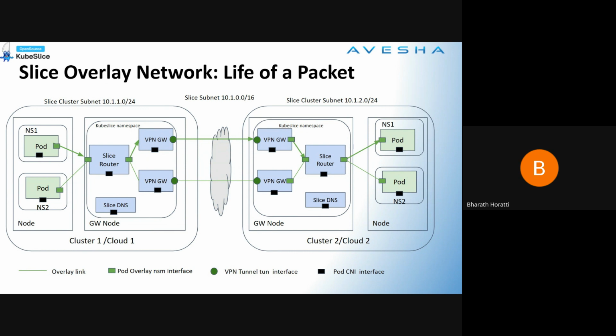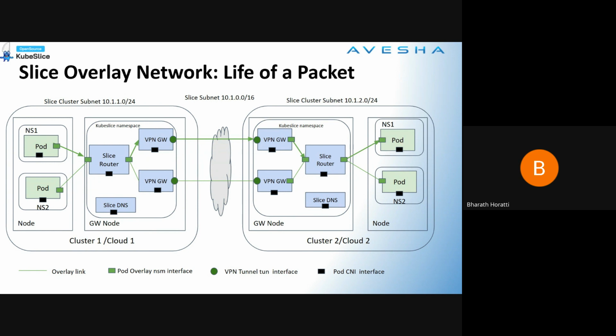So the slice router actually distributes traffic between these two VPN gateway pods. We use ECMP to distribute traffic between the gateway pods. So if you follow the arrow, the traffic goes from the slice router to the VPN gateway on the left, and it flows through the VPN tunnel over the internet or over any underlay, and it hits the VPN gateway on the remote cluster, cluster 2. And the VPN gateway then forwards the traffic to the slice router, and from the slice router onto the application pod in NS1 on cluster 2.